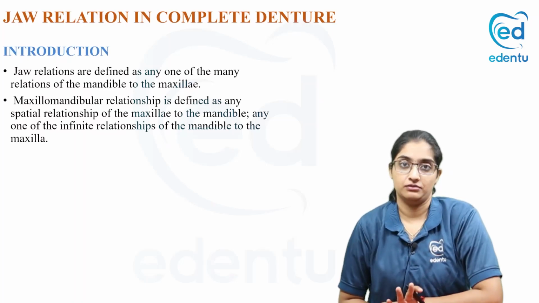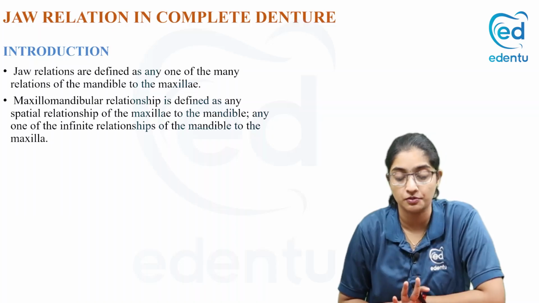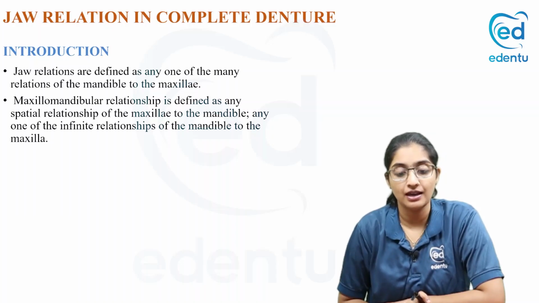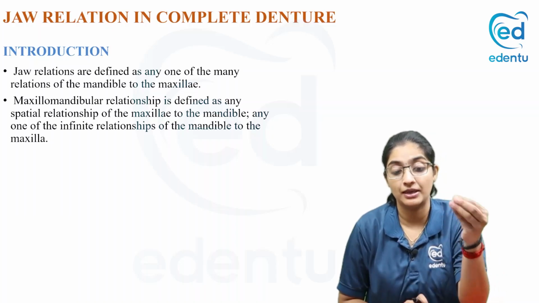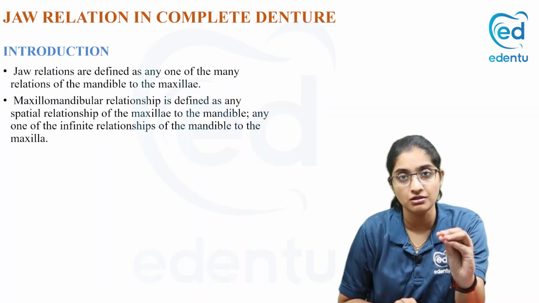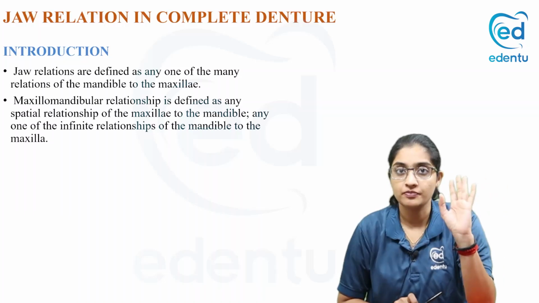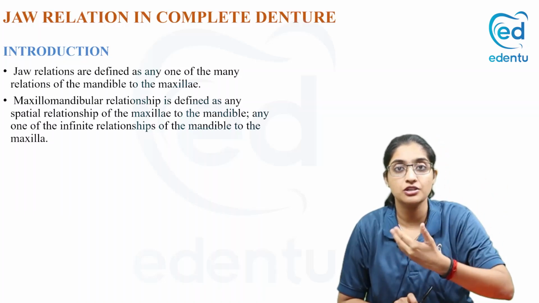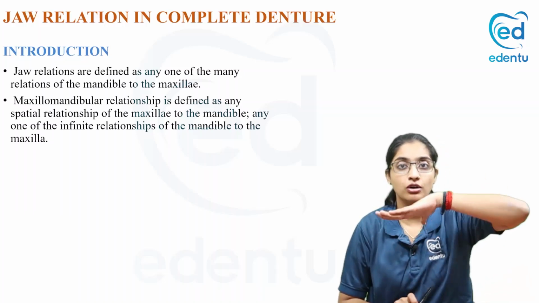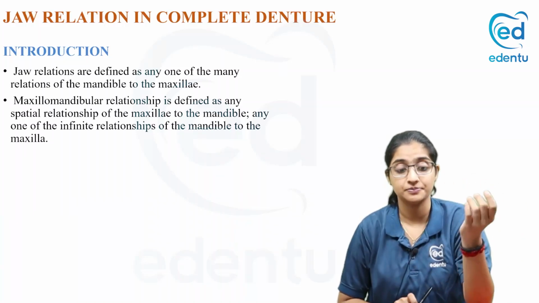What is jaw relation? What do you mean by jaw relation? It's as simple as the word sounds. Jaw relations are defined as any one of the many relationships of the maxilla to the mandible. Jaw relation means the relation of your maxilla to the mandible. It could be any type. We are talking about this relation, or this relation. That is the three different types, I will talk about that.